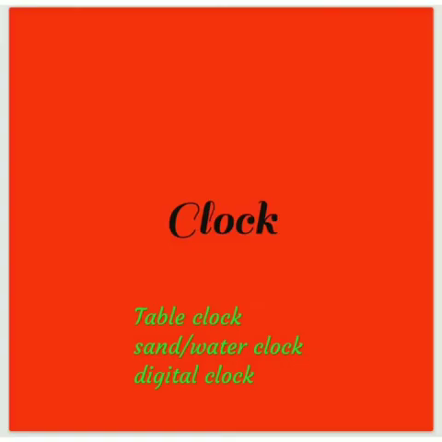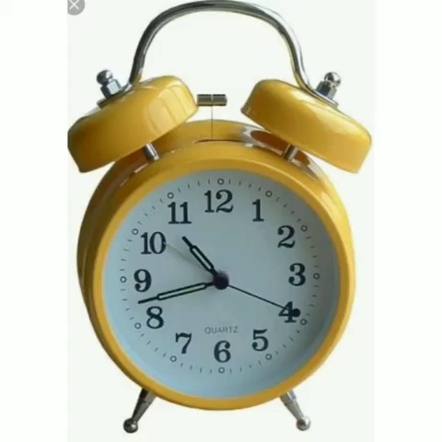Now, next is the clock. Clocks are of many types. For example, it can be a table clock, it can be a sand or water clock, it can be a digital clock as well. So here we will study all the types of clocks one by one. I'll show you the pictures and explain them as well. So, first is the clock. You might be very well aware. See the picture, it's being shown on the screen. This is a table clock. You might have seen it many times. This is a normally used clock nowadays. Many people have it in their homes.